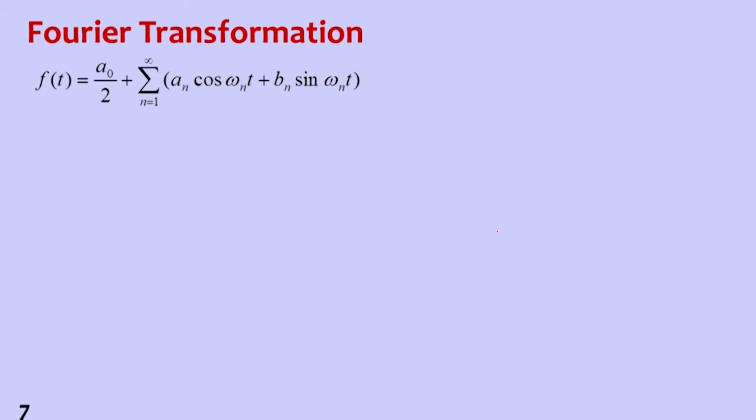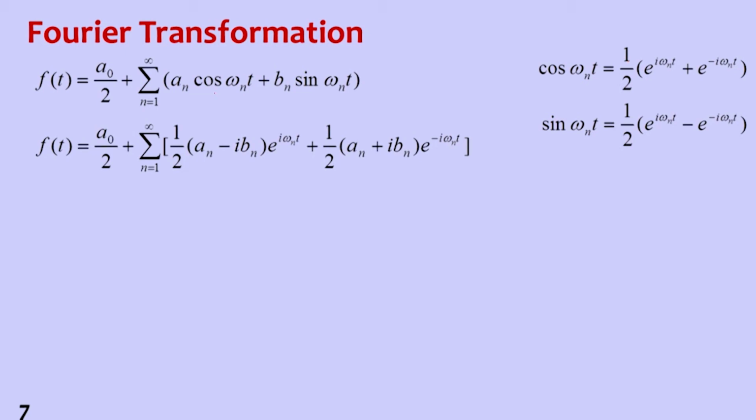So like A0 by 2, a signal is represented in the form of a series of sines and cosines, a summation of sines and cosines. This cos omega nt, sin omega nt can be represented in the form of exponential functions. Now if you substitute cos and sine in the form of exponential functions and rewrite it, we get Cn, which is a coefficient term, and Cn conjugate. This is the coefficient term on the conjugate side.